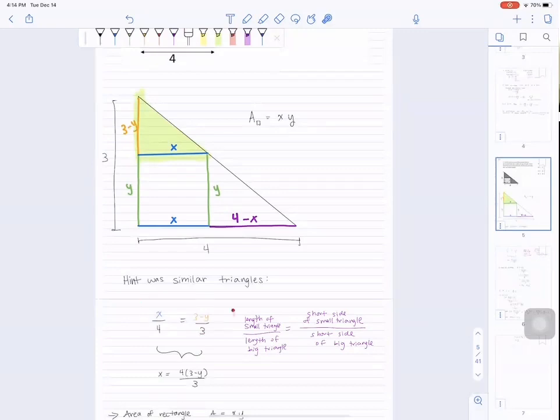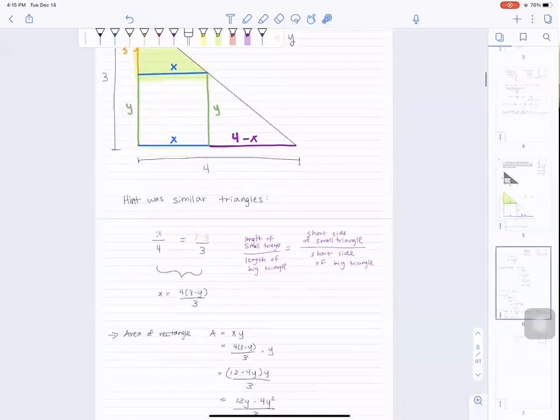We do x over 4 equals 3 minus y over 3. Now we can rewrite this so that if we multiply 4 on both sides, we get that x equals this. Now we have one of the variables equals something, and we can substitute that into our equation for area.